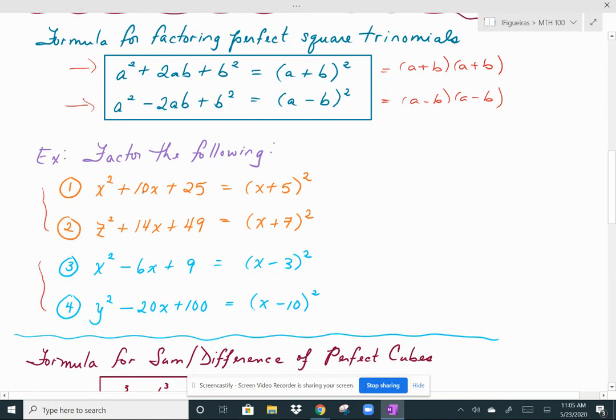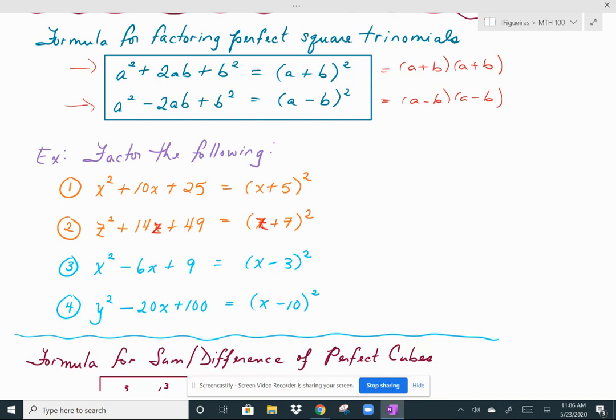So x squared plus 10x plus 25, well, if you factor that, that would be x plus 5 times x plus 5. That's just x plus 5 squared. z squared plus 14z plus 49 would be z plus 7 to the second power. And x squared minus 6x plus 9, well, that would be x minus 3 to the second power. And x squared minus 20x plus 100, that would be x minus 10 times x minus 10, which is just x minus 10 to the second power.